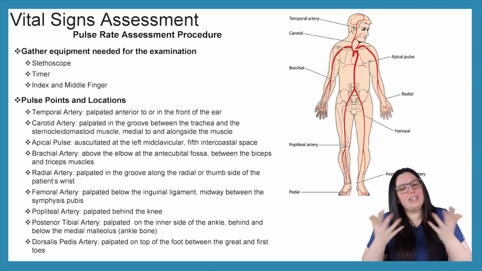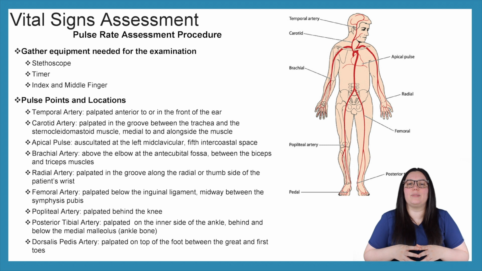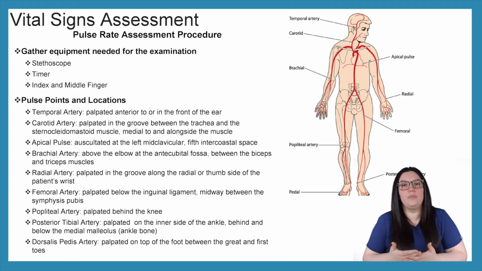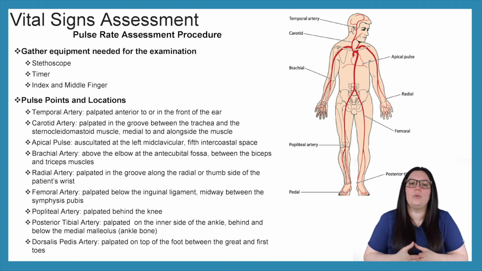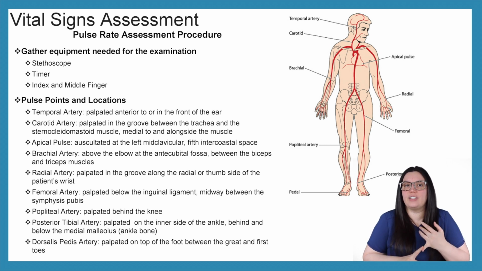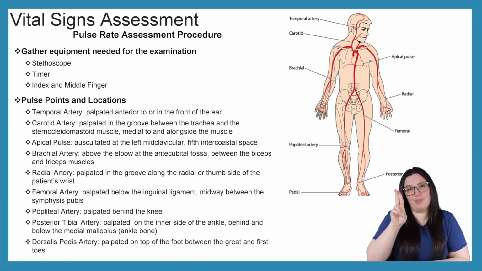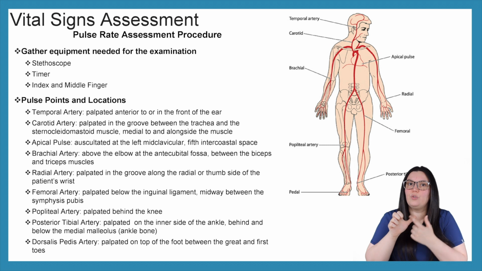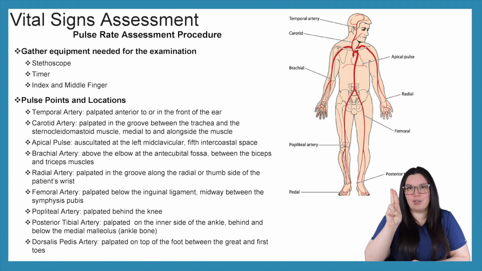All right, so let's take a look at what the pulse rate assessment procedure looks like. In order to perform this procedure, you need to gather the equipment you need for the examination. So you want to make sure you have your stethoscope, a timer, as well as an index and middle finger. You never want to use your thumb because you've got a pulse there and you might confuse your own pulse for someone else's. So use that index finger and that middle finger.